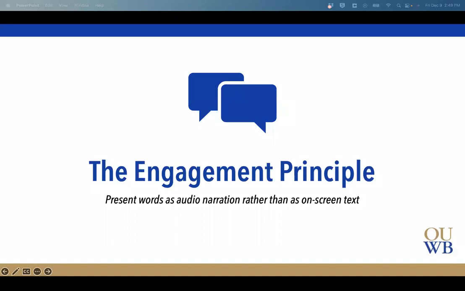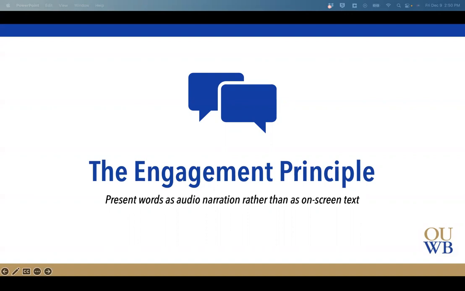So our last principle then is the engagement principle. And this is basically that you want to present words as audio narration rather than as on-screen text. That doesn't mean you need to get rid of all on-screen text, but by and large, where possible, you want to present the words portion of your presentation in a spoken manner versus an on-text manner. And that's particularly true when you are utilizing something like the multimedia principle, where we want to present words and pictures together as part of a presentation, okay?